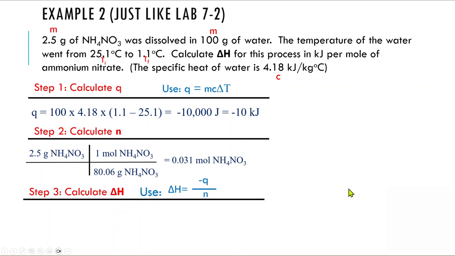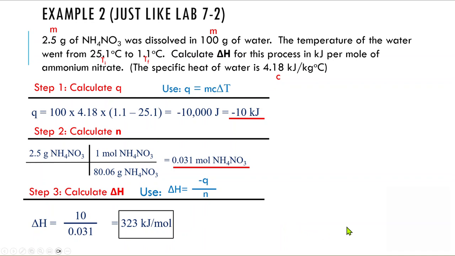Now I have Q, I have N, so we can calculate delta H, which uses delta H as negative Q divided by N. This is the Q. This is the N. So all we have to do now is plug the values into the equation. So delta H will equal, this is negative 10, and it's negative Q, so it's got to be positive 10, divided by the number of moles, equals, in this case, 323 kilojoules per mole. That's your answer, so put a box around it.